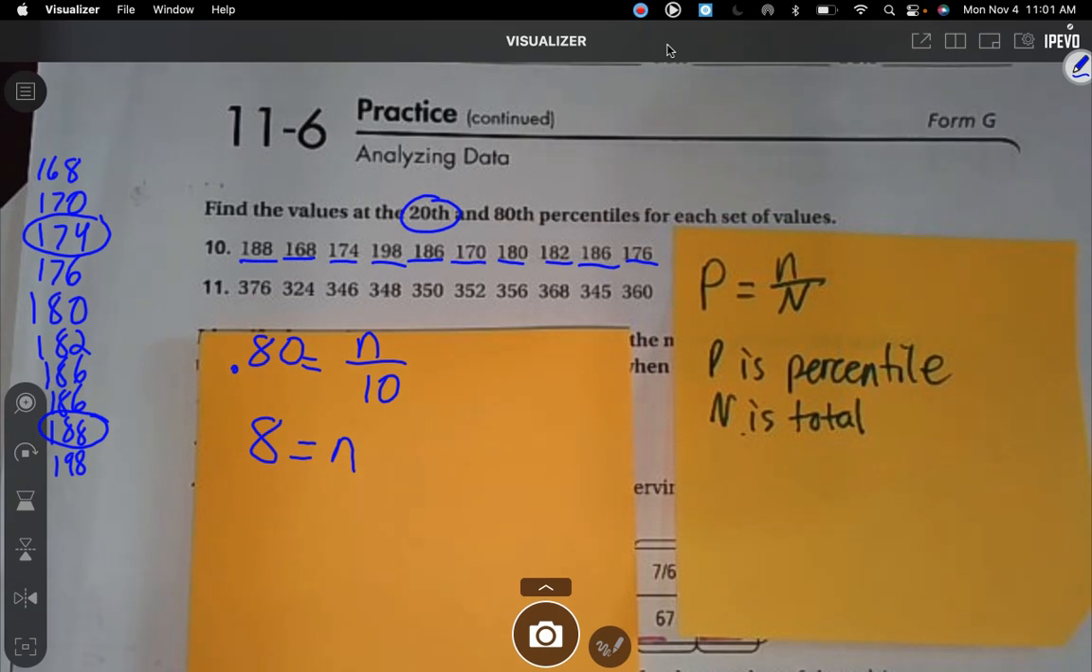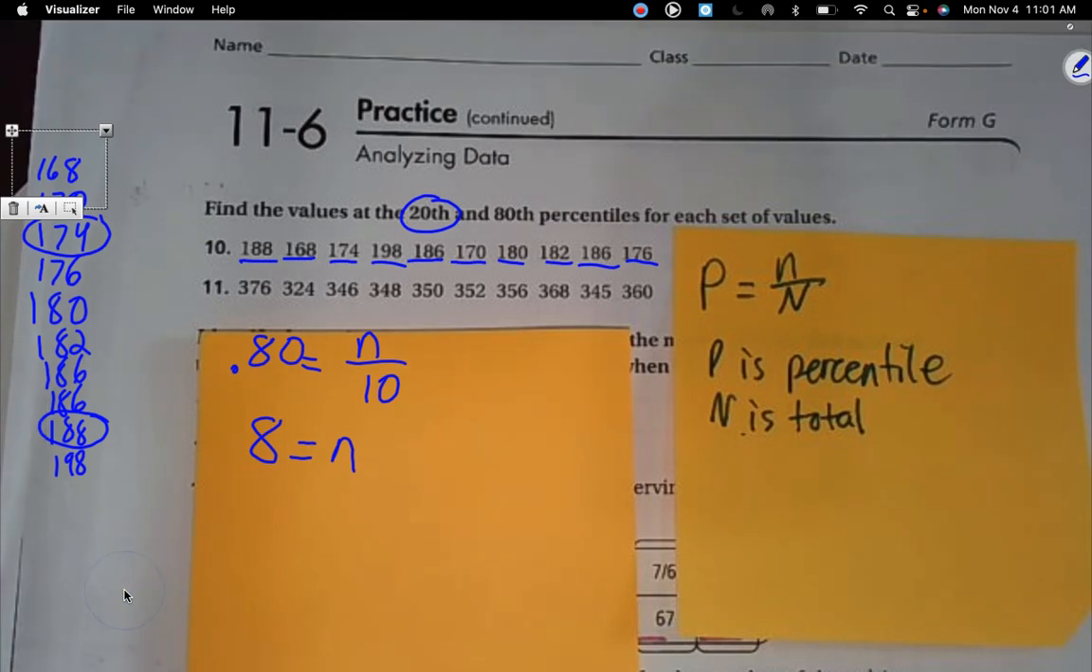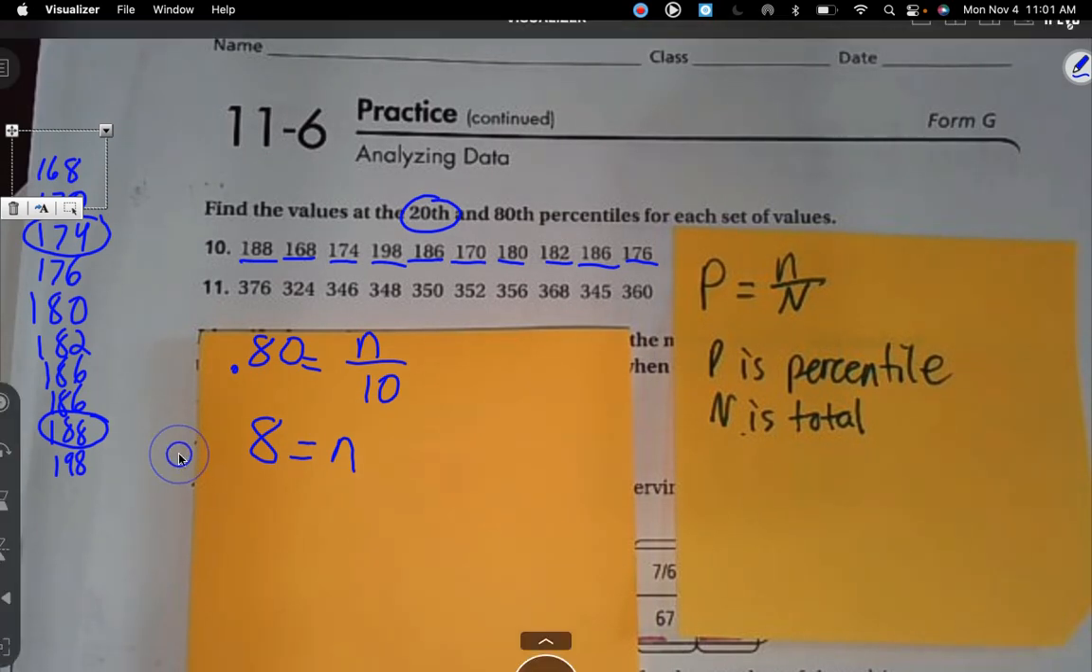So for this one, it was 2. I went up 2. That has 2 in front of it, so it's 174. This one has 8 numbers in front of it. So you go to the number and then you go down to the bigger number, below the number that you're talking about. Or it depends on how you number it.